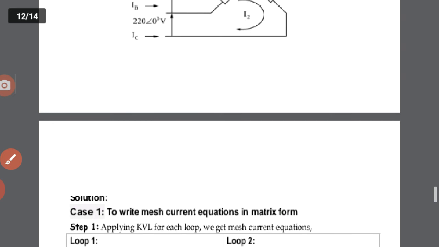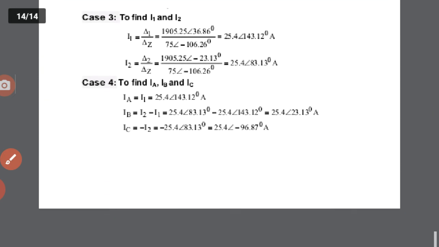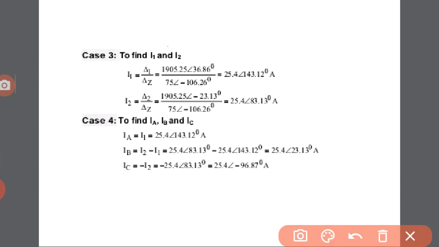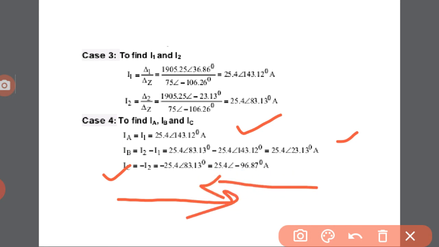Just look at these equations. IA is equal to I1. IB is equal to, in between these two, I2 minus I1, that is equal to 25.4 angle 29.13 degrees A. Next, IC: the IC direction is entering into the circuit, while the I2 current is leaving the circuit, so they are in opposite directions. So IC is equal to minus I2, that is 254 angle minus 36.87 degrees.